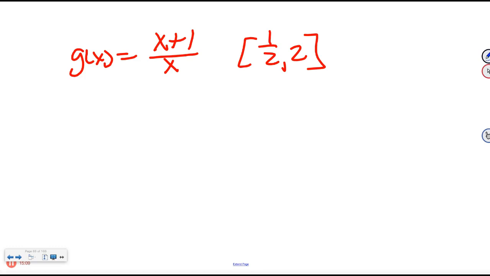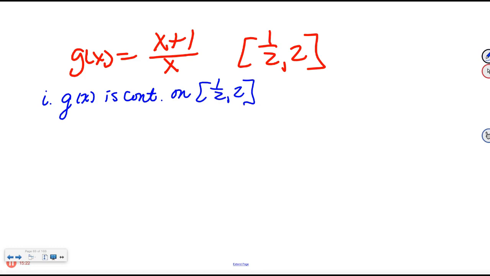So the first question, to apply it, I have to verify that it's continuous. g of x is continuous on [1/2, 2]. There's a discontinuity at 0, but that's not in the interval. I don't know if it's differentiable yet on that interval until I take the derivative. So before I do the differentiable part, I'll go take a derivative.